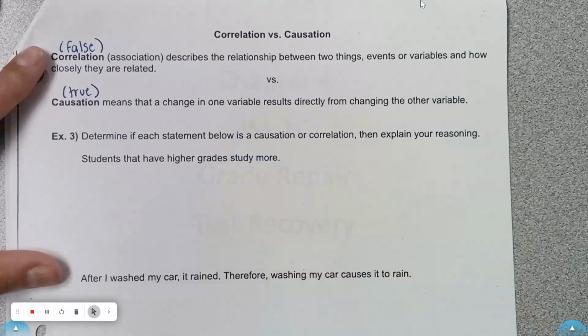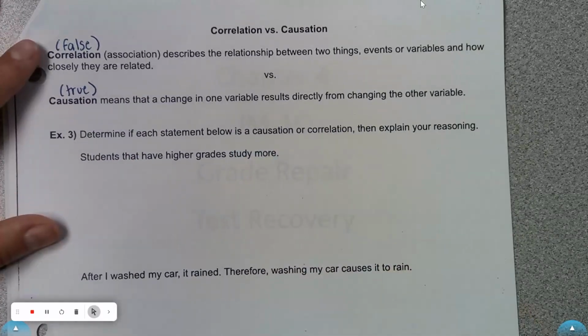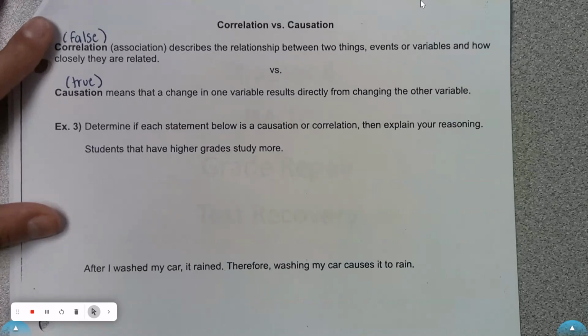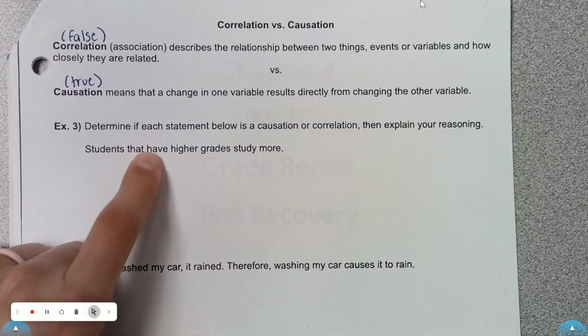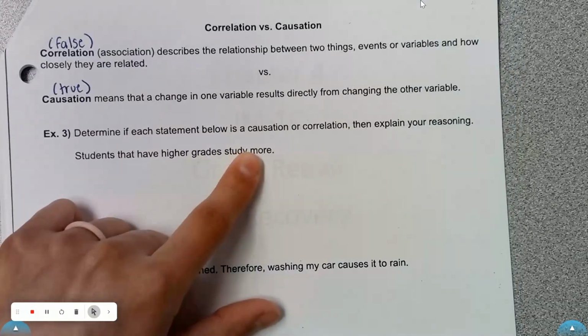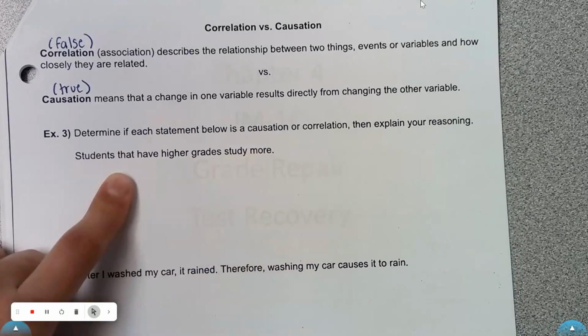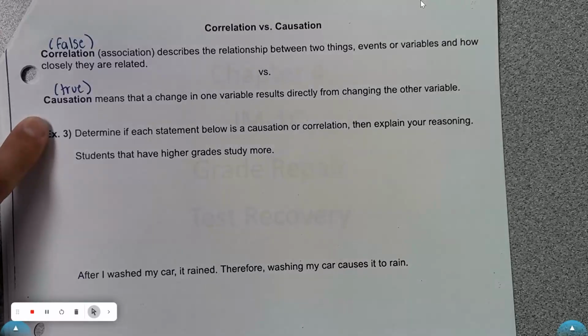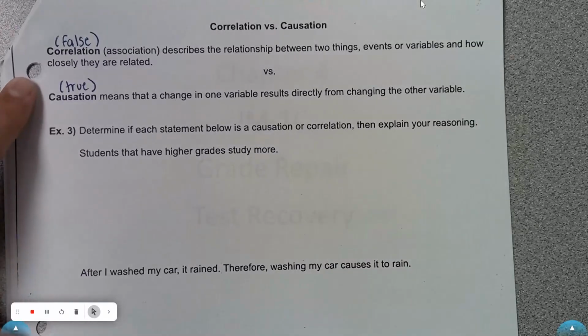So below, we are going to be given 4 statements. We have to decide if we think those statements are true or if they're false. Then you have to be able to explain your reasoning. As long as you are able to explain yourself, you could go either way. You could say it's correlation or you could say it's causation. So let's look at the first one together. So students that have higher grades study more. Okay, if you think this is true, we would write causation. If you think this is false, we write correlation.